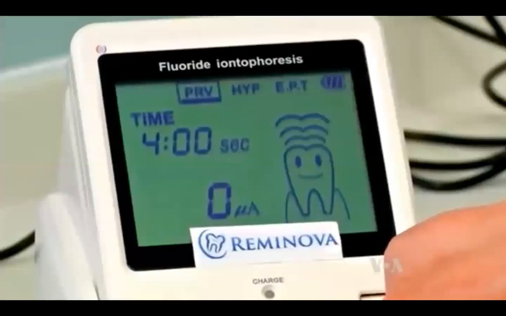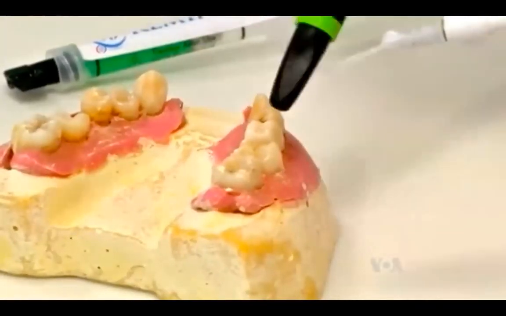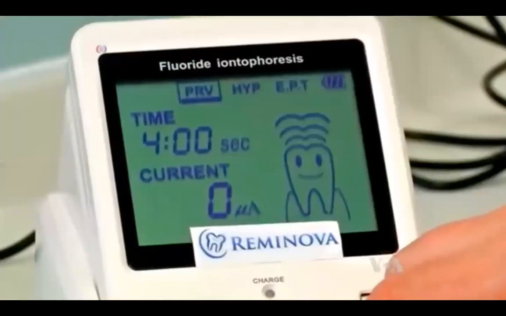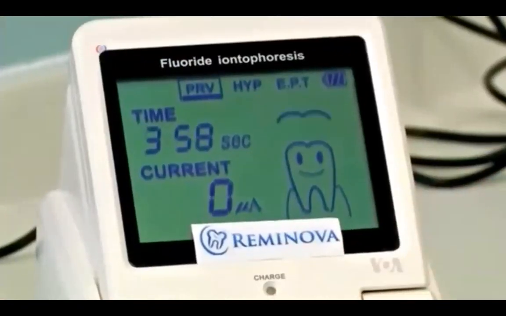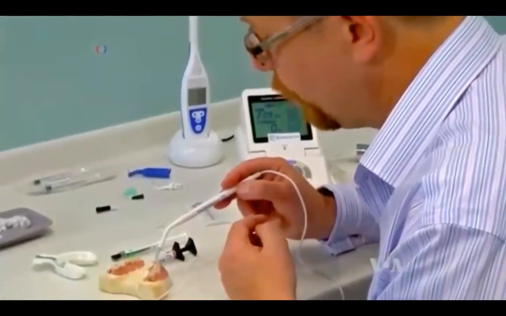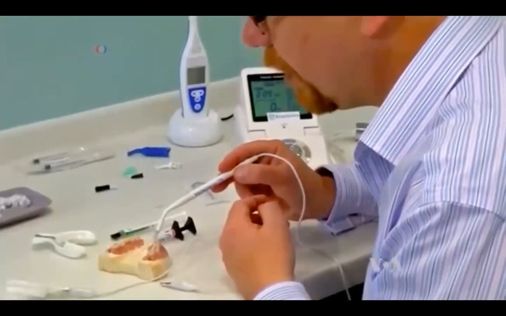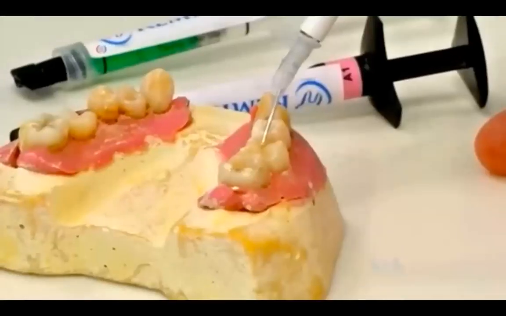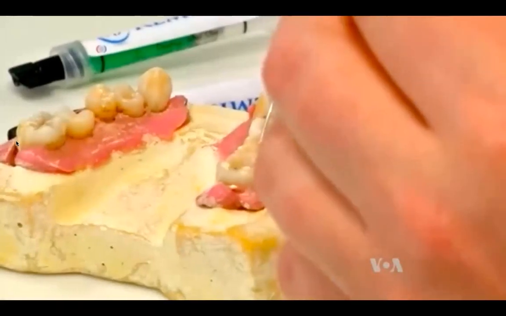Covers it with a mineral solution and applies an electrical current too weak for the patient to feel. The deposited mineral quickly hardens, completely filling the cavity. Researchers say this method could be especially useful for children.